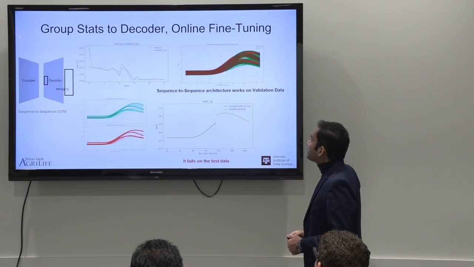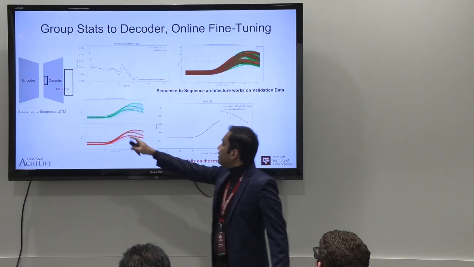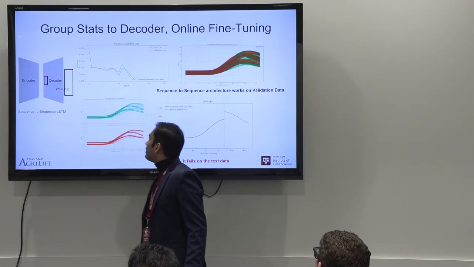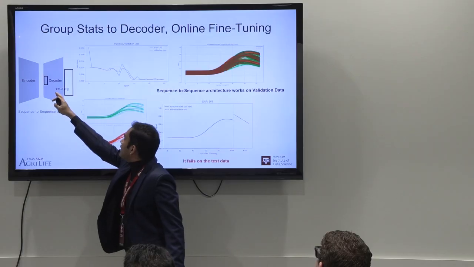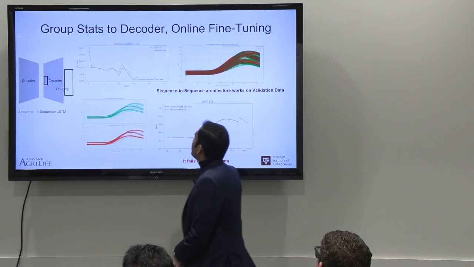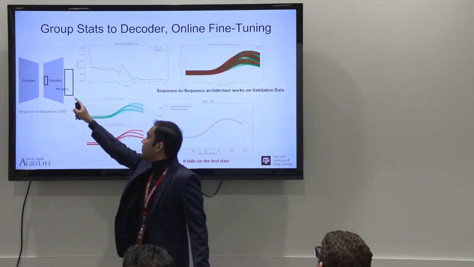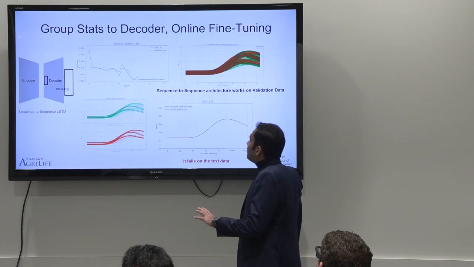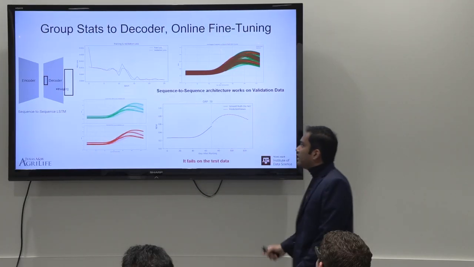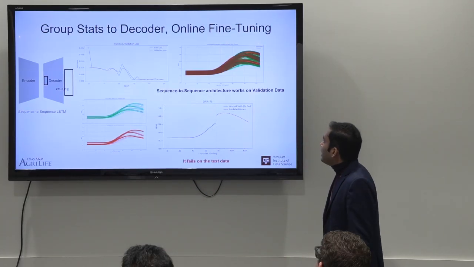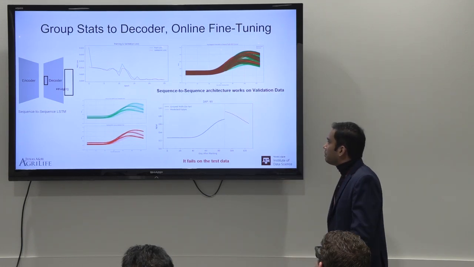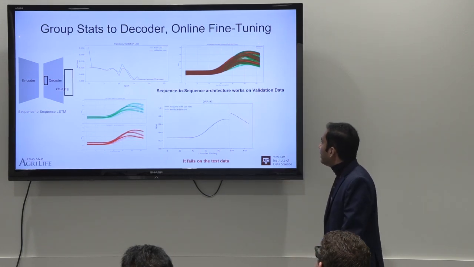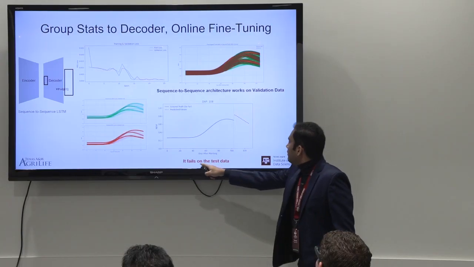So what we can do is, we can try adding it to the decoder as we decided earlier. Oh, this thing is up. Sorry, guys. So we can add it to the decoder here, and we can add a softmax layer, and we can try training it. Well, we trained it, and it did well. As you can see, it's predicting well, which means the group statistics injection is working well. But it fails on the test data.